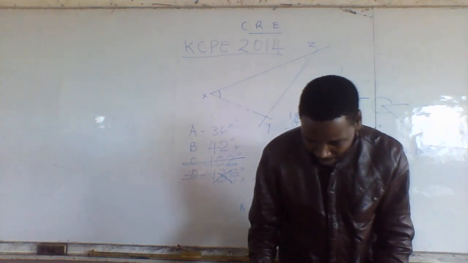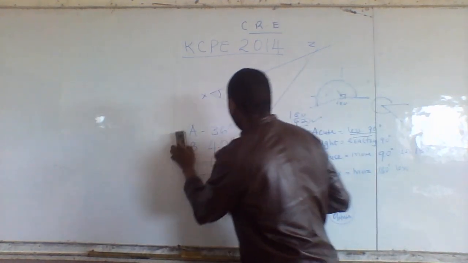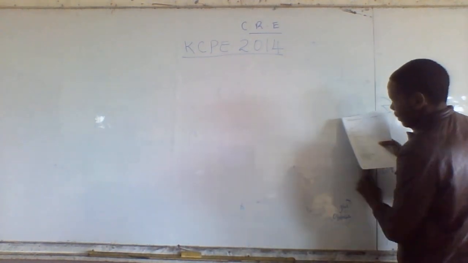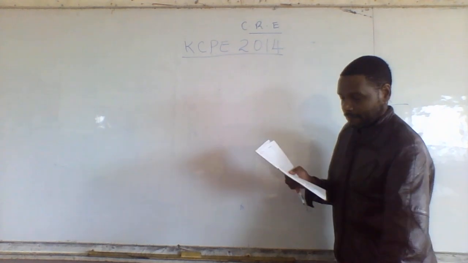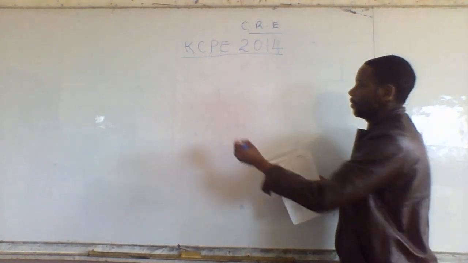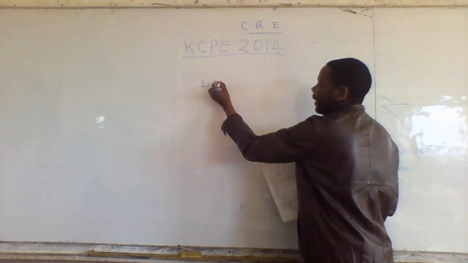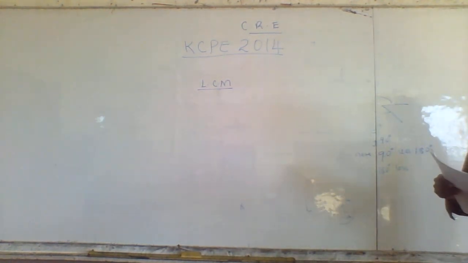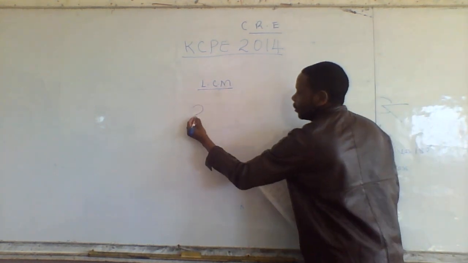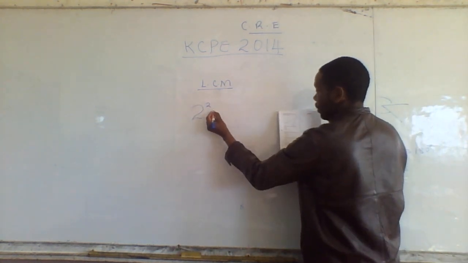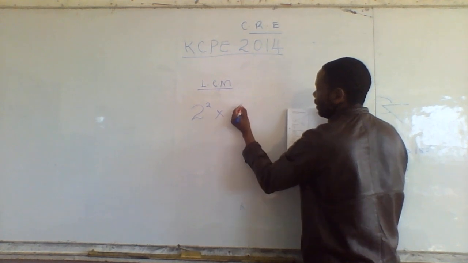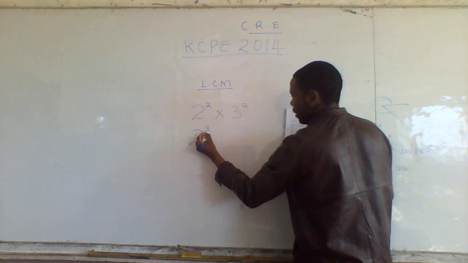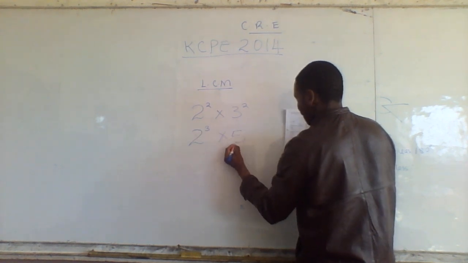So, number 7. The following are prime factors of 3 numbers. What is the LCM of the 3 numbers? Yes, these are prime factors learned in class 7. So we have 2 squared times 3 squared. What does this mean? 2 cubed times 5. What does this mean?